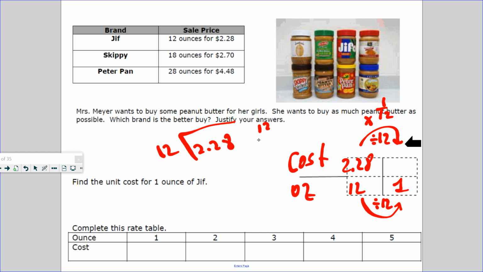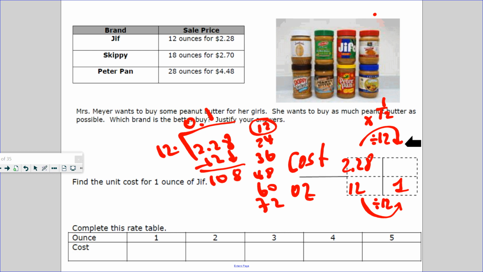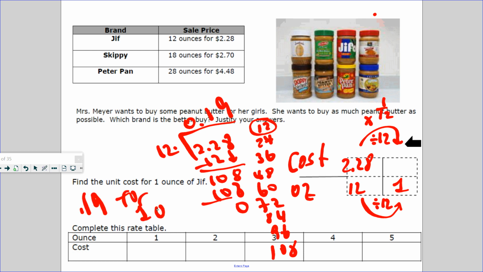If you don't know your 12s, here are the 12s on the side: 12, 24, 36, 48, 60, 72. 12 going into 2, I don't think so. 12 going into 22 one time. If you had 22 and you took away 12, that's 10 left. Bring down the 8. Oh, our chart is not long enough. 12, 24, 36, 48, 60, 72, 84, 96, 108. So it goes in 1, 2, 3, 4, 5, 6, 7, 8, 9. So that means it costs 19 cents for 1 ounce.